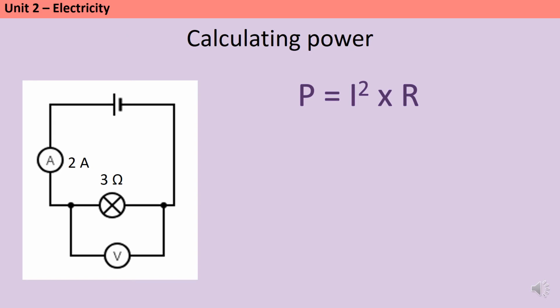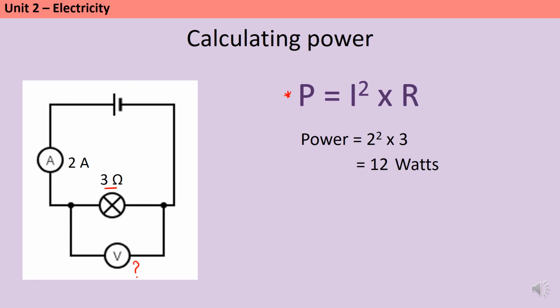This question looks quite similar to the ones that we were just doing, but this time, instead of being given the potential difference, I've been given the resistance. So now I need to use this second version of the equation, P equals I² times R. So the power here is going to be 2 squared times 3, which is 12 watts.